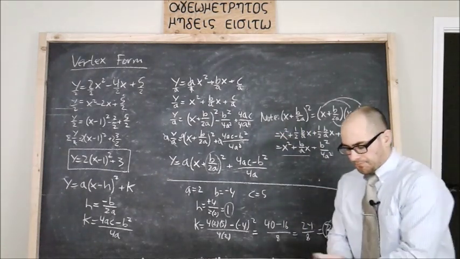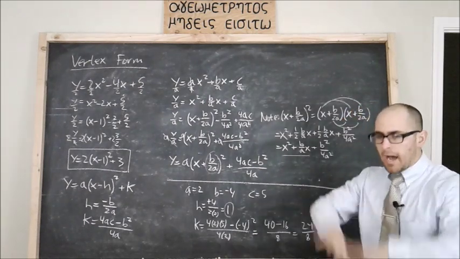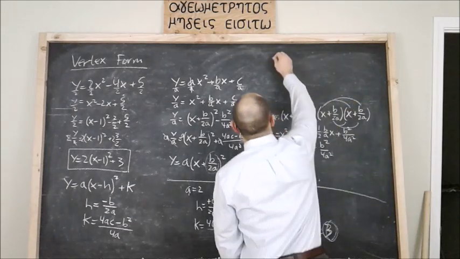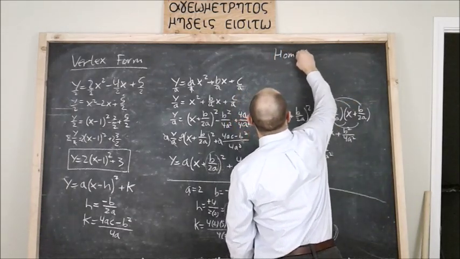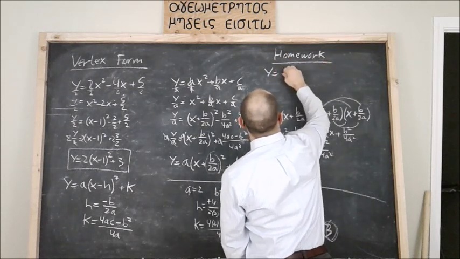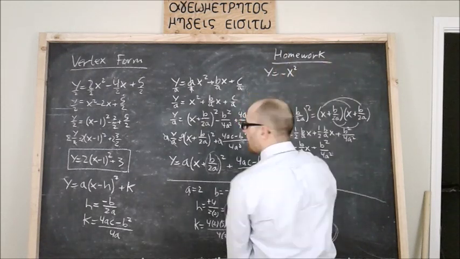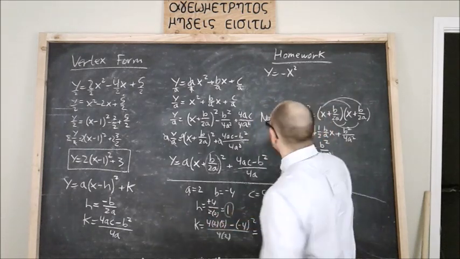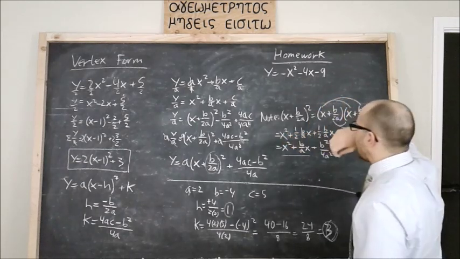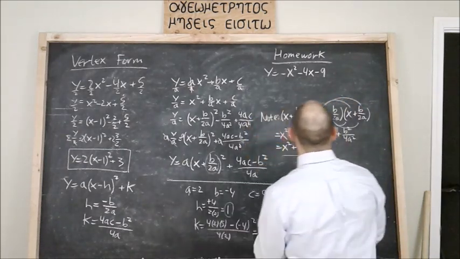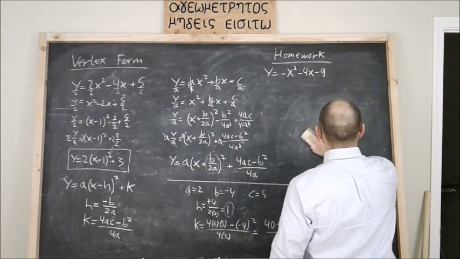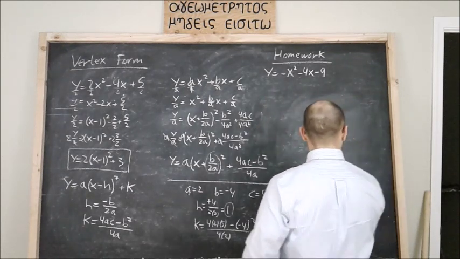Now, let's combine what we've learned in the last few lessons. I'll give you a homework. I want you to look at this. Y equals -x squared minus 4x minus 9. Okay? So what do I want you to do? All right, I want you to identify A, B, and C.